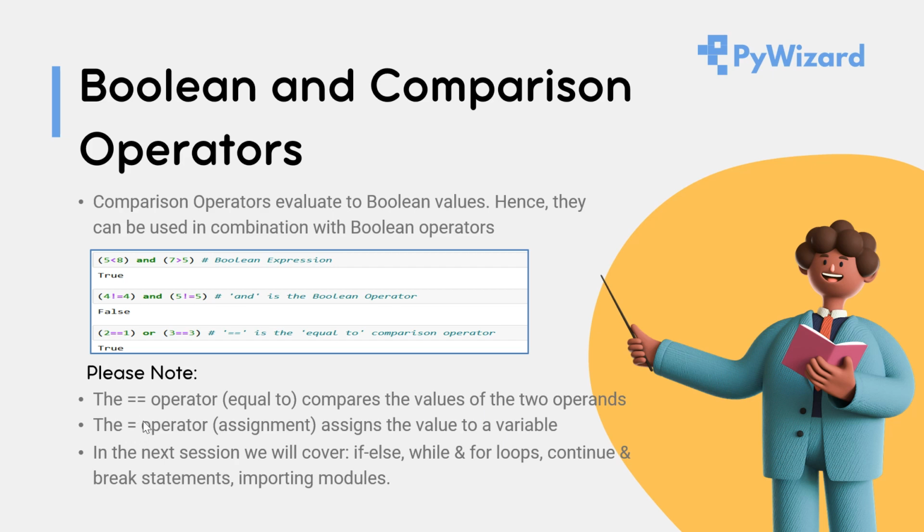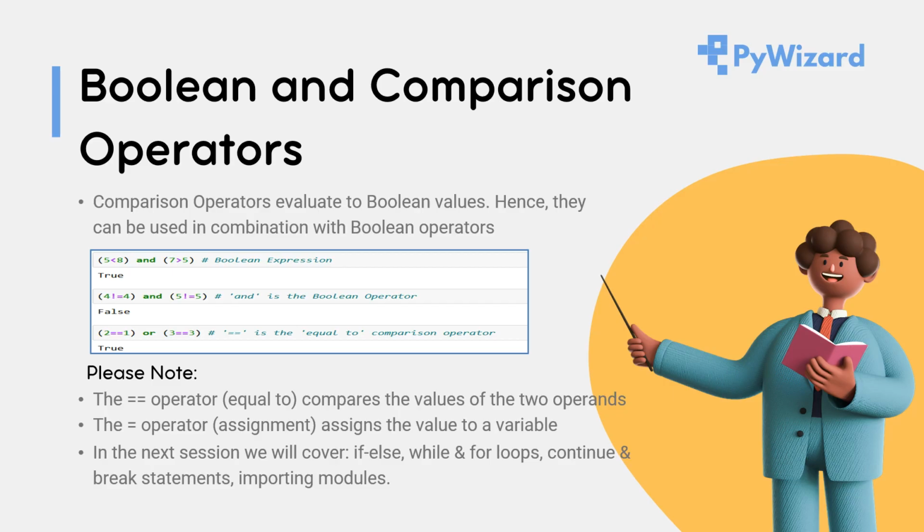Cool. This is what we have for Boolean and comparison operators for this session. In the next session, we'll cover if else, while and for loops, continue and break statements, and importing modules. Basically, we'll be covering the rest of the flow control statement chapter.